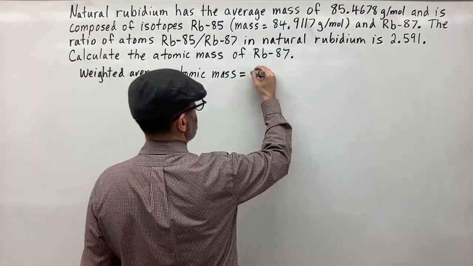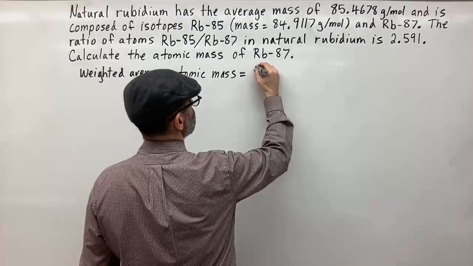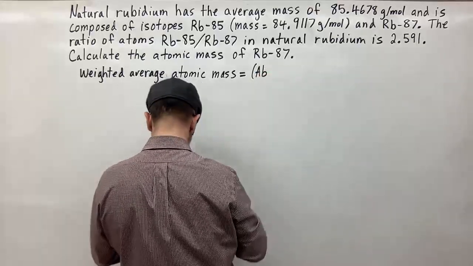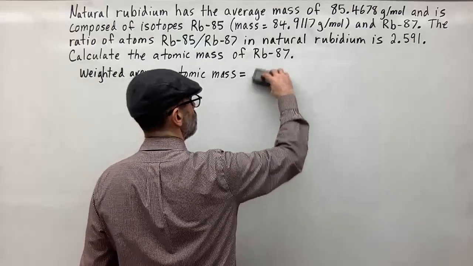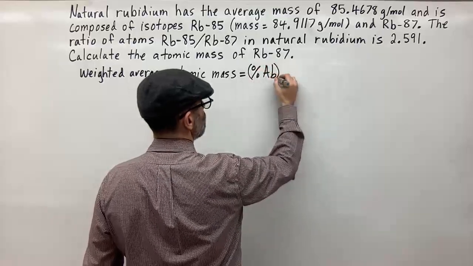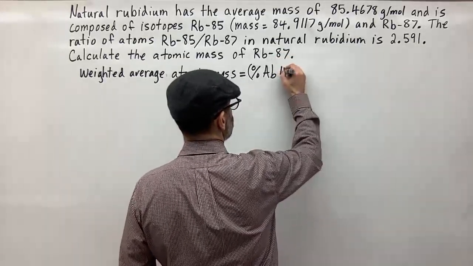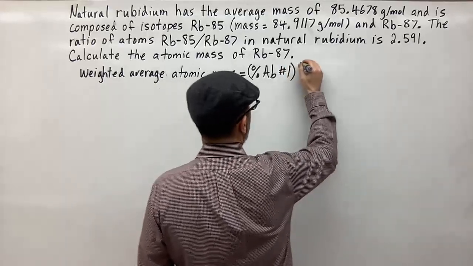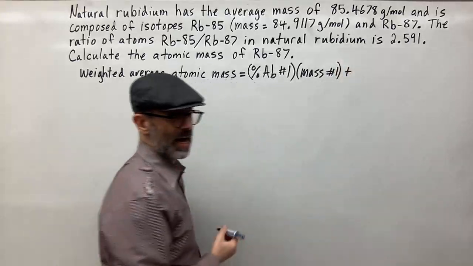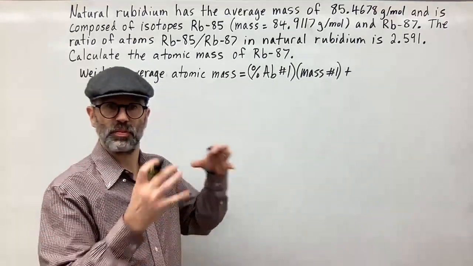the percent abundance, right? How do I want to write this? Let's just say AB for abundance, percent abundance, AB for abundance for the first isotope. For isotope number one, multiplied by the mass of isotope number one. And then you're going to add to that the abundance and percent abundance and mass of the other isotopes multiplied together.